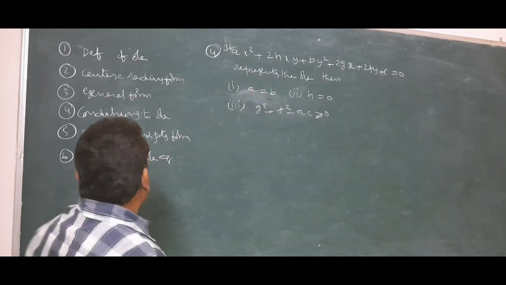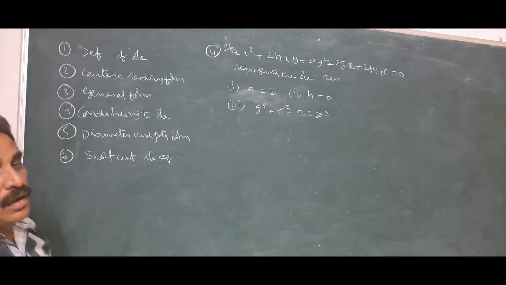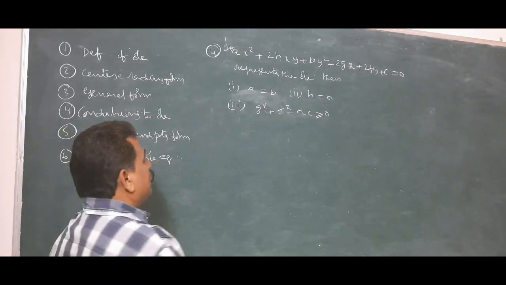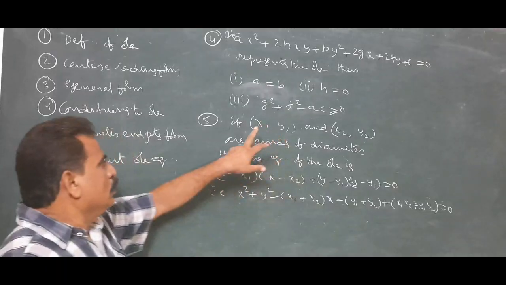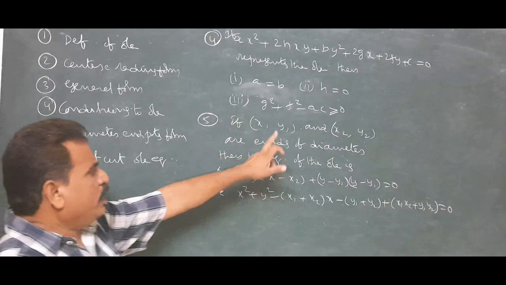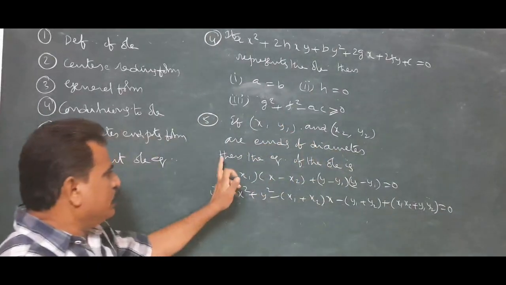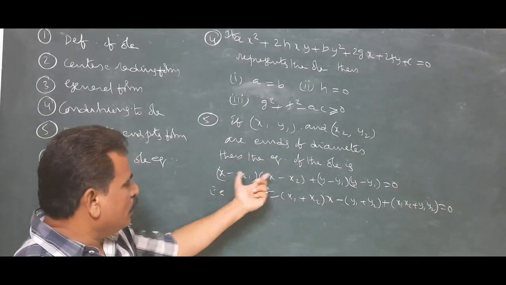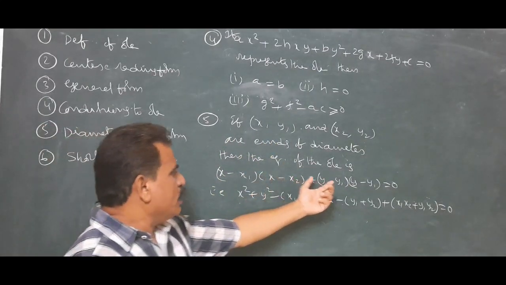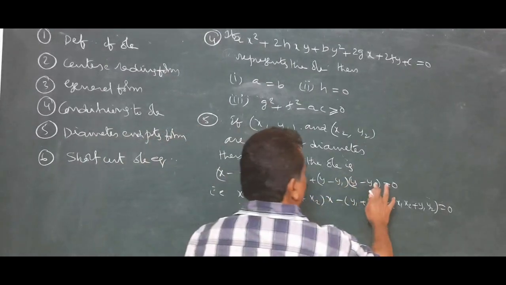Okay. Now, we are coming to the point. Diameter end points are given. How to find the circle equation? If (x1, y1) and (x2, y2) are ends of a diameter, then the equation of the circle is (x minus x1) into (x minus x2) plus (y minus y1) into (y minus y2) equal to 0.